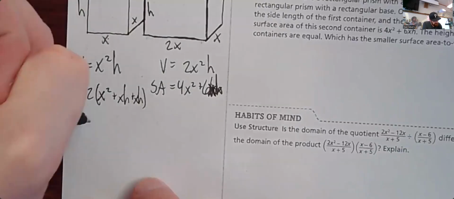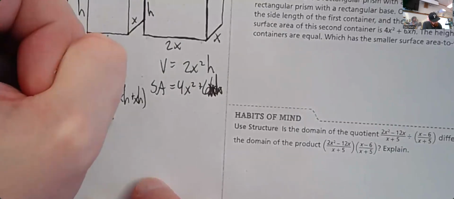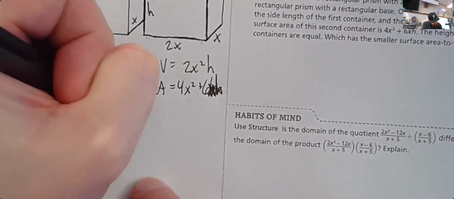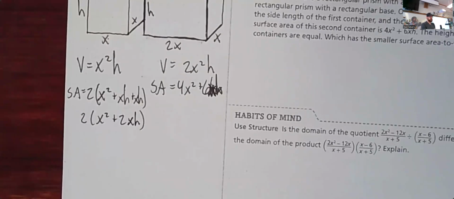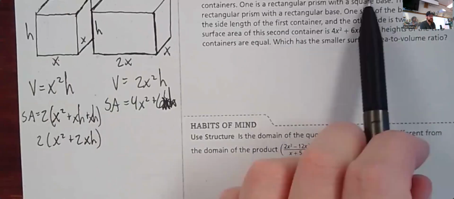Which would be 2 times x squared plus 2xh. Or 2x squared plus 4xh, however you want to think about that. Everybody okay with that so far? Now what we have to do is compare the surface area to the volume. So it's the ratio of surface area to volume.